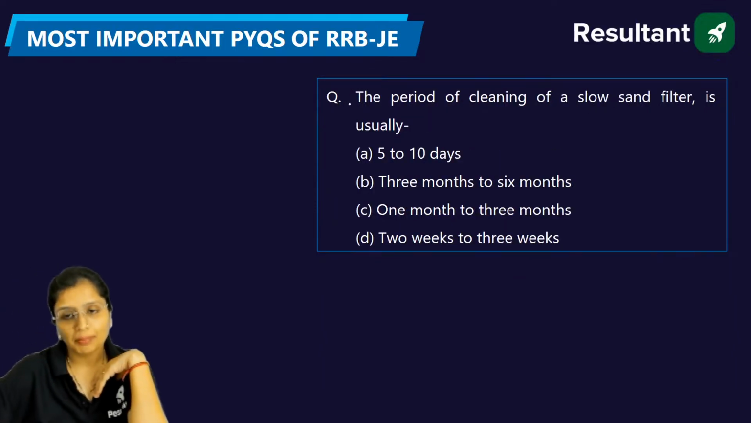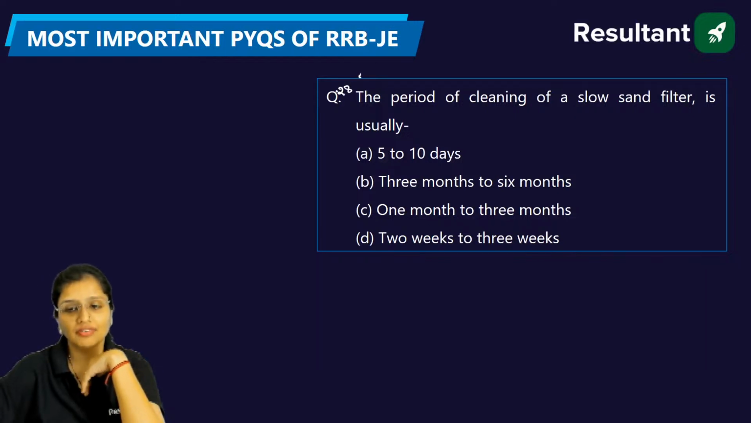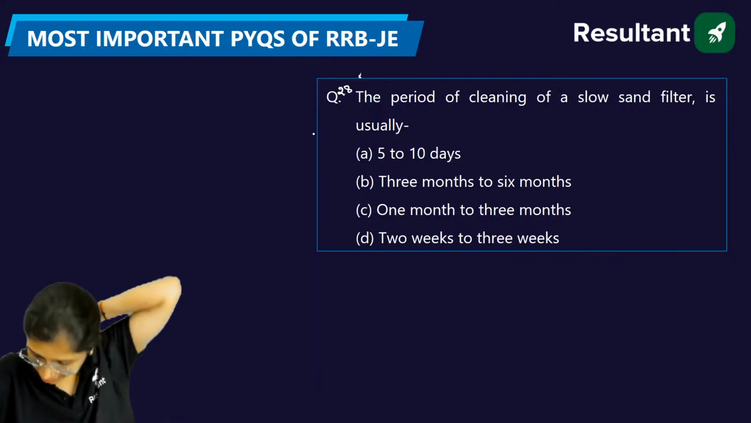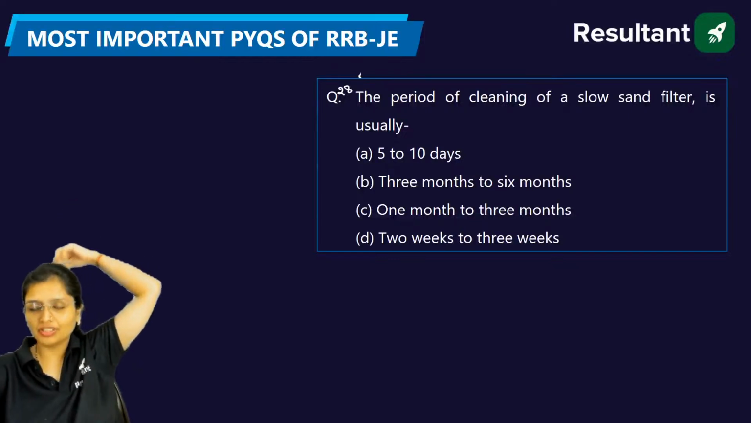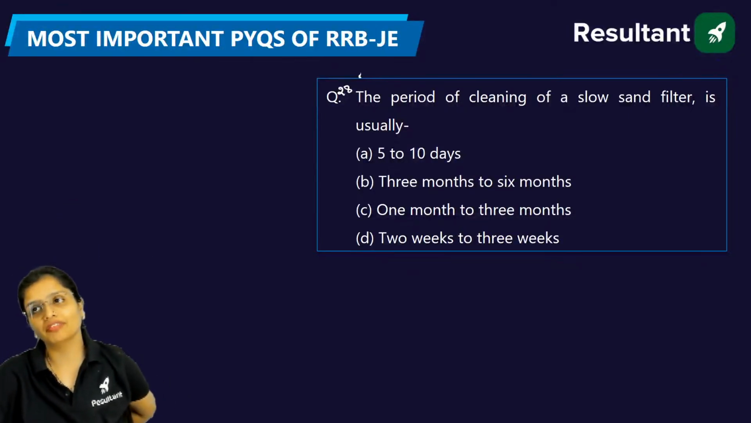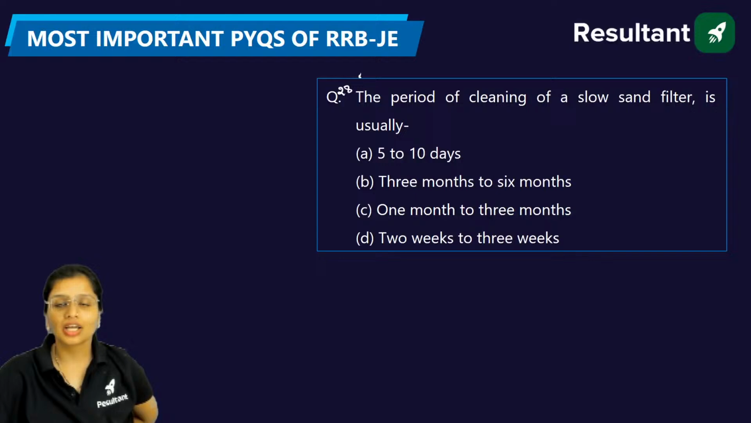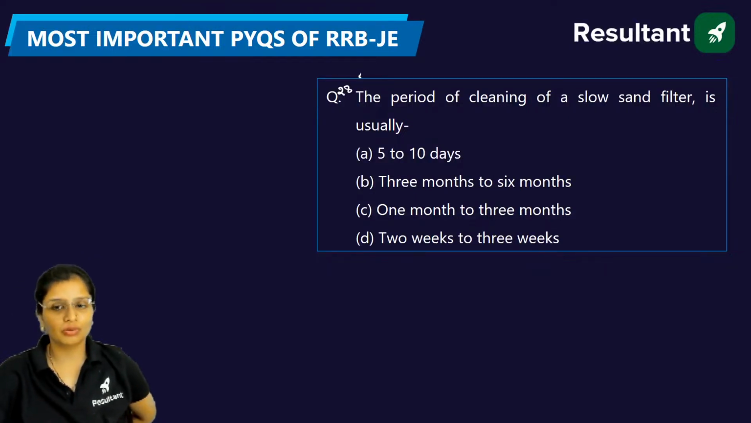Okay. The period of cleaning of slow sand filter. So slow sand filter, unlike rapid sand filter, where we do backwashing within every 24 to 36 hours, we don't do this cleaning quite frequently in case of slow sand filter. So what is the period of cleaning of slow sand filter?